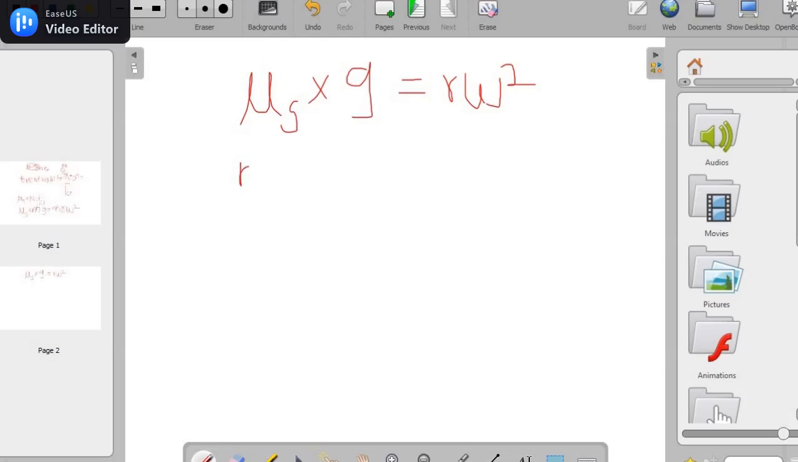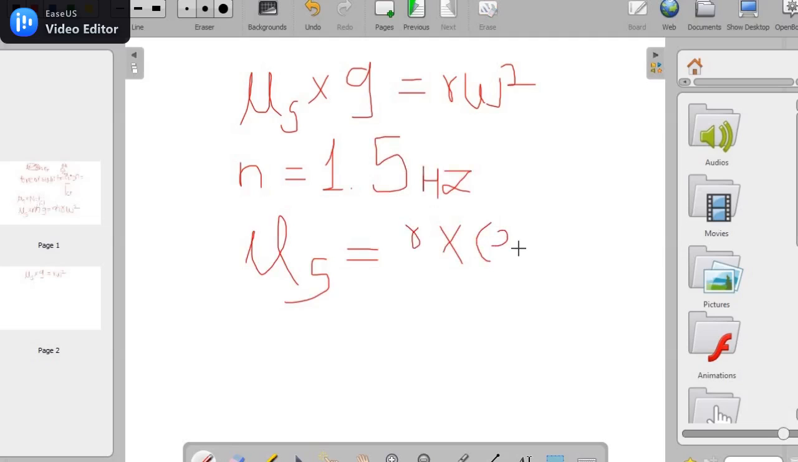Okay, and in this example, we have been given the frequency, that is 1.5 Hertz. Omega is 2 pi n, squared, divided by 9.8. That is the value of g, that is meter per second square. We have to do all examples in the meter per second, that is MKS system.